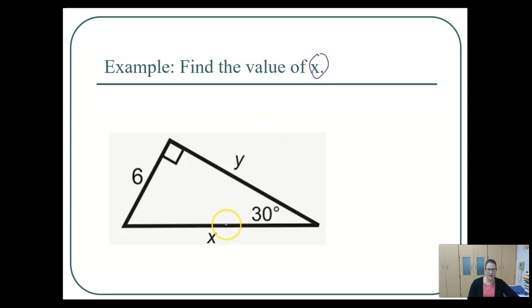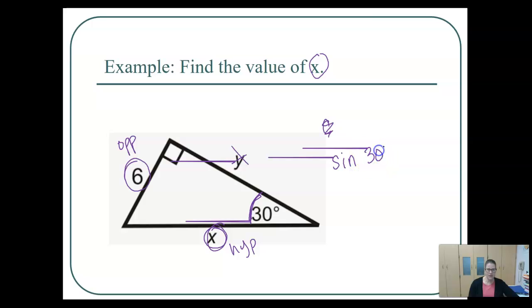Here again we're finding x, and x is here, so we don't need to worry about this one. That doesn't tell us any information, so we need to use this side because we know it, and this side because that's the one we want to know, and here's our reference angle. So it looks like x is our hypotenuse, and it looks like 6 is our opposite side. So opposite and hypotenuse, the function that uses that, it's not cosine, is sine. So sine of 30 degrees is equal to the opposite side over the hypotenuse.